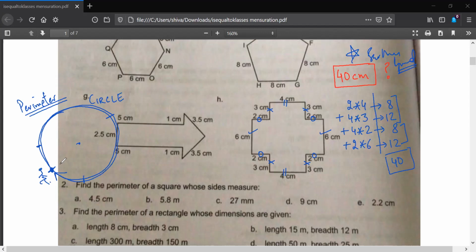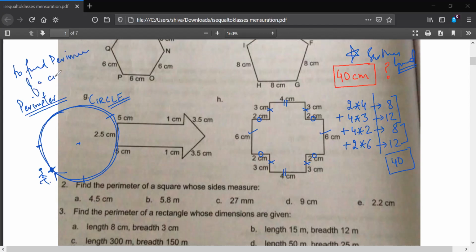Mr. Sarthak, have you understood? But how will we find the perimeter then? Yes.